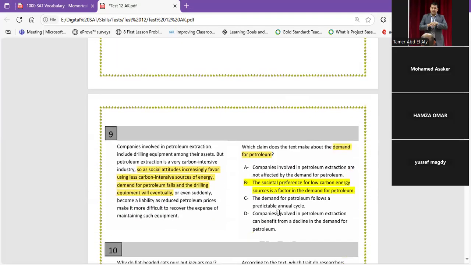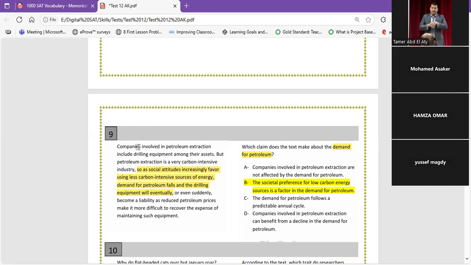Number 9. Again, detailed question. Which claim does the text make about the demand for petroleum? I need why they are asking for petroleum. Why the demand? Why it's a need?